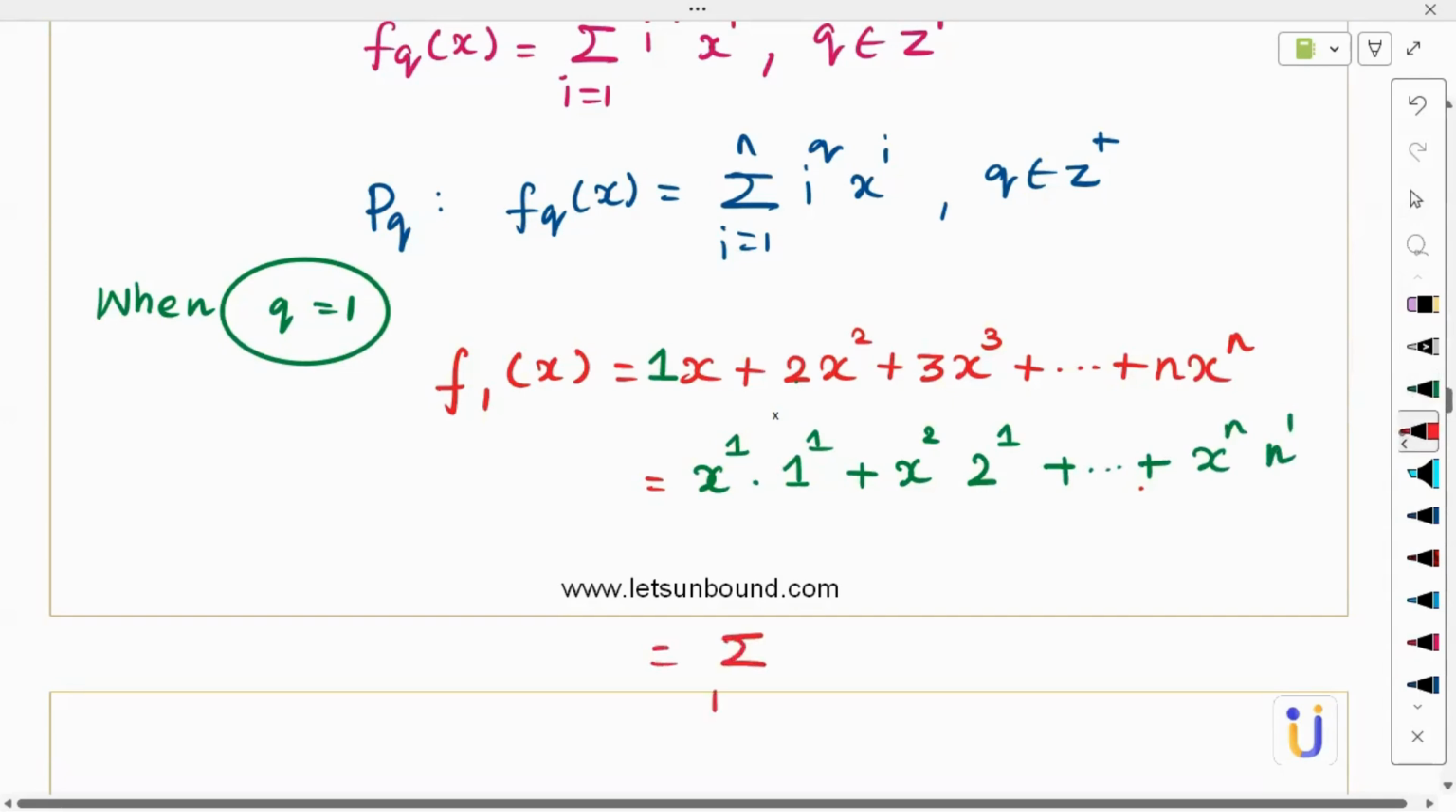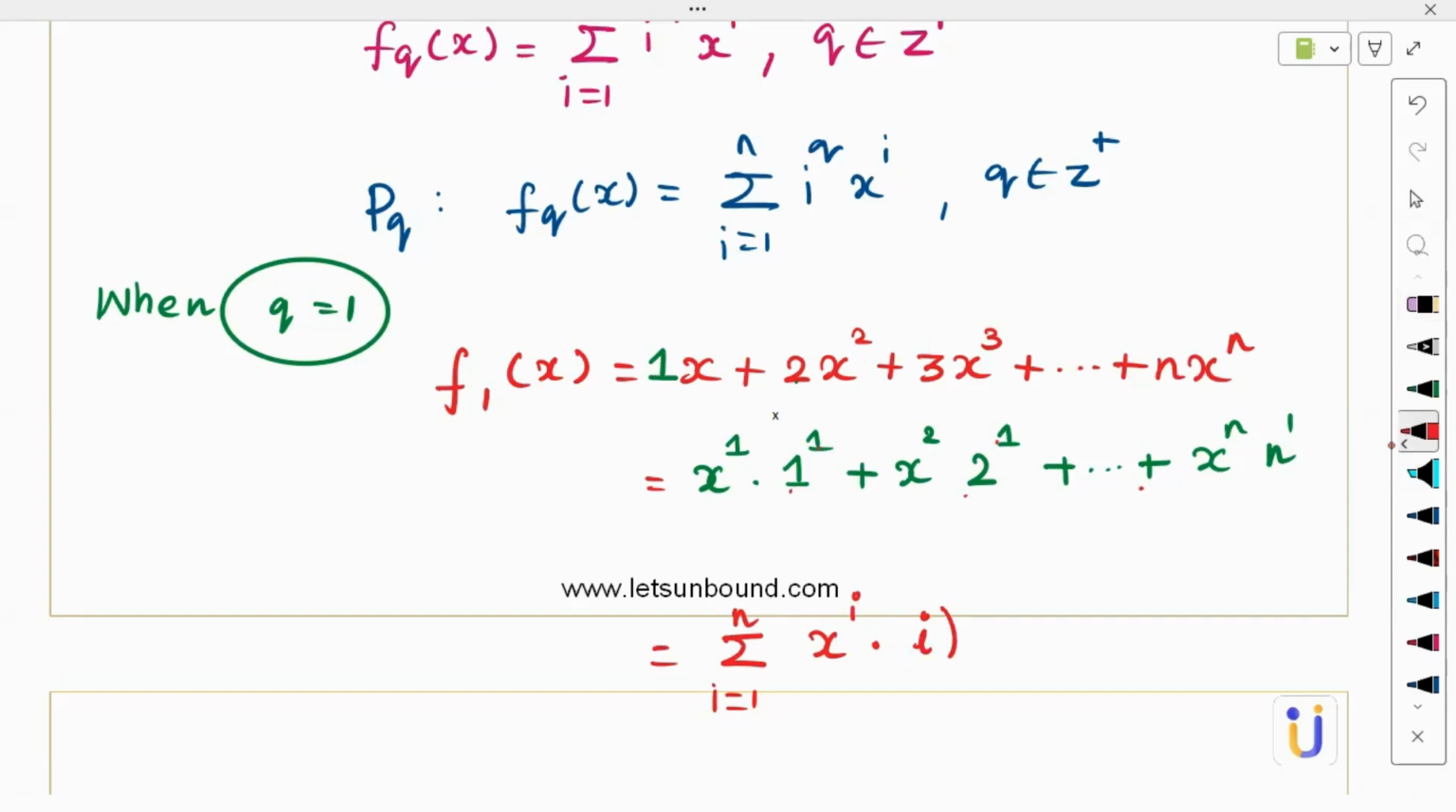So this can be written as sigma I is equal to 1 to n. And where it is changing, the power of x is changing. So it's x power I we can give. And what about this? It is just I power q. And in the case q is equal to 1. So 1 power 1, 2 power 1. Q is fixed here. And the number is changing. So changing one, you can give I power q. Where here q is 1. So we can just mention just I. That's it. So f1 of x can be written in this way.